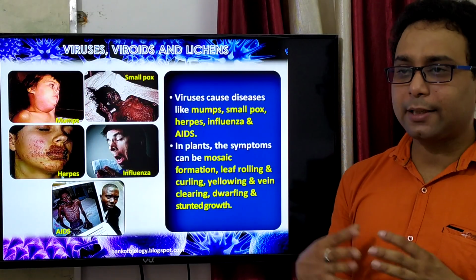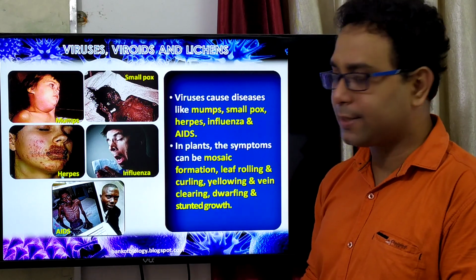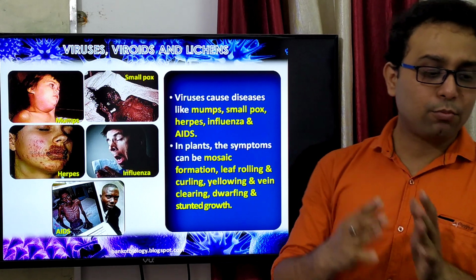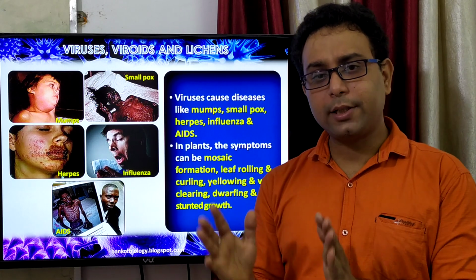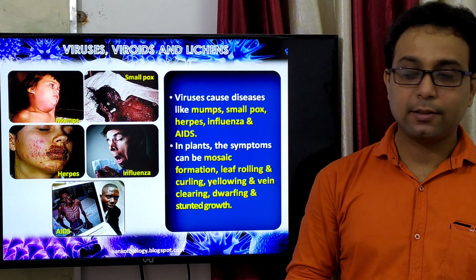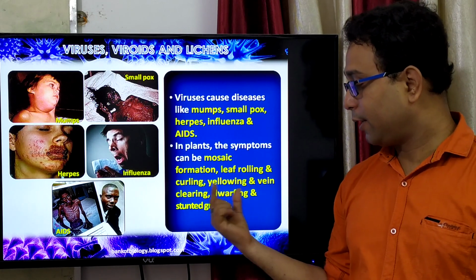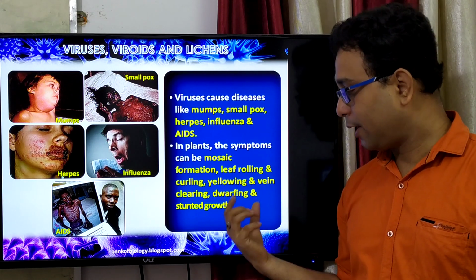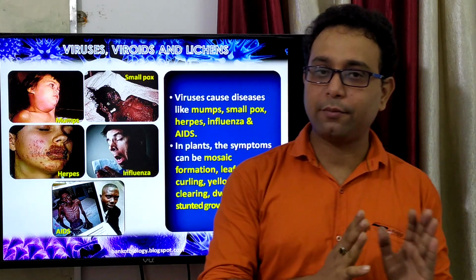So you know viruses can cause disease in human beings, also in animals, and also in plants. But the most common viruses cause diseases like mumps, smallpox, herpes, influenza, and AIDS. All are viral diseases. You just remember this. And in plants, symptoms like mosaic formation, leaf rolling, curling, yellowing of leaves, vein curling, dropping, and stunted growth are all diseases caused by viruses.